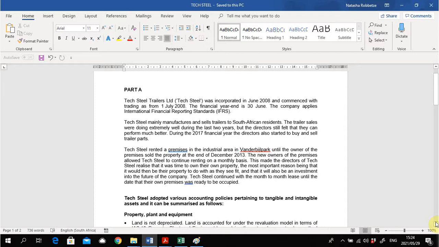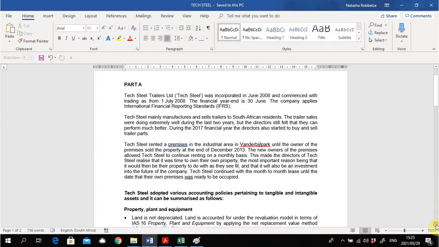Textile rented the premises in the industrial area of Annabelle Park until the owner of the premises sold the property at the end of December 2013. The new owners of the premises allowed Textile to continue renting on a monthly basis. This made the directors of Textile realize that it was time to own their own property, the most important reason being that it would then be their property to do with as they see fit, and that it will also be an investment in the future of this company. Textile continued with the month-to-month lease until the day that their own premises was ready for occupation.